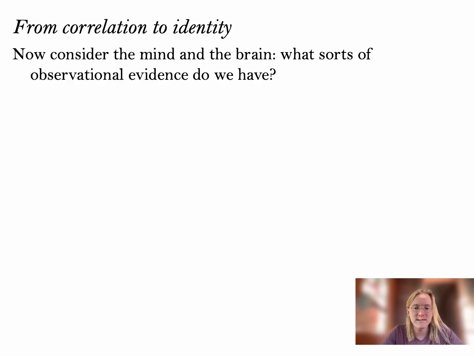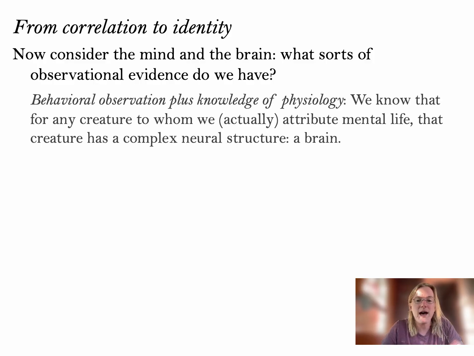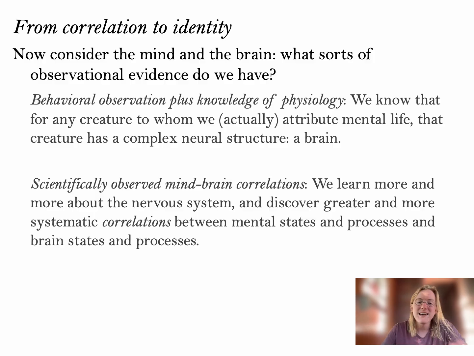So now let's consider the mind and the brain. What sorts of observational evidence do we have? Well, we have behavioral observation plus a knowledge of how the brain works. We know that for any creature to whom we attribute mental life, other people, for instance, that creature has a complex neural structure, which we call the brain. And there's also scientifically observed mind-brain correlations. You poke this part of the brain and this part of the body moves, this sort of thing, right?